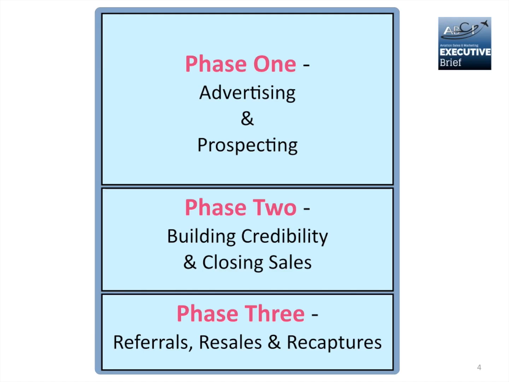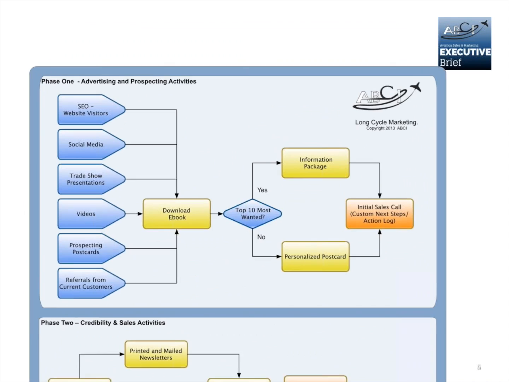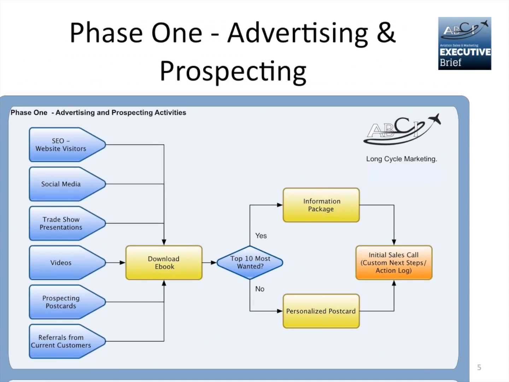So you've all seen this. This is our long cycle marketing model. Phase one is advertising and prospecting. Phase two, building credibility and closing sales. And phase three, referrals, resales, and recaptures. So we're still in phase one, advertising and prospecting. The last video was about the blue arrows and how we decide which of those to use and how to make them better. But the second step in this process is really that first yellow box.